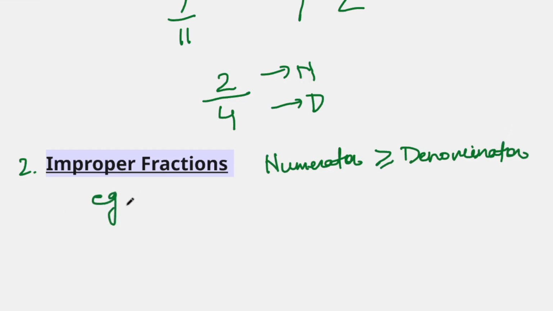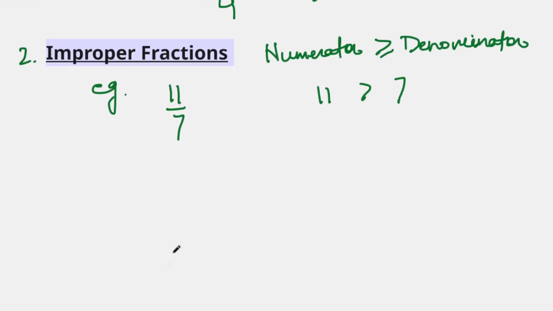We can have some examples. For example, instead of 7 by 11 we have 11 by 7. Here you see 11 is greater than 7, so numerator is greater than the denominator. And we can have an example of equal. Let's suppose we have 7 by 7. Here numerator and denominator both are equal, or you can actually call it 1. So the main difference is that numerator will be bigger than or equal to the denominator.